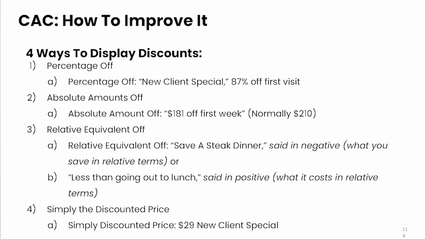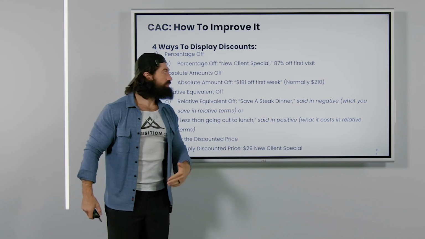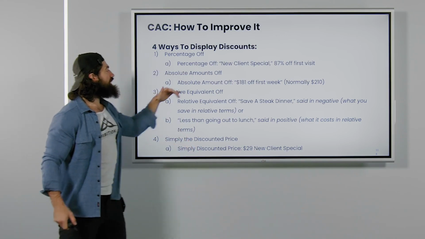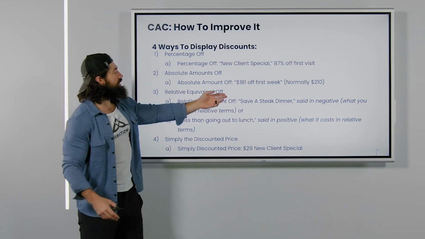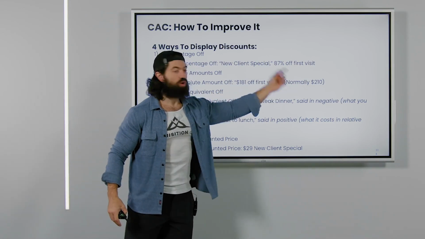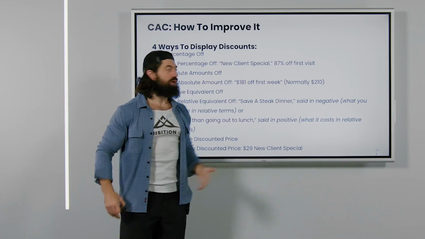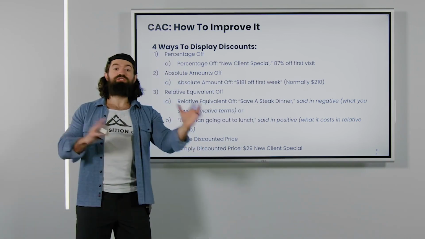Number 1 is that you can say the percentage off. So let's say it's 87% off the first visit. That would be, let's say, $13 for my $100 first visit. It would be 87% off. Okay, fine. The next way would be the absolute amount off. So it'd be $87 off. Now in the example here, it's $181 off the first week, normally $210. Fine, that'd be 87%. But it's a different way of displaying it.